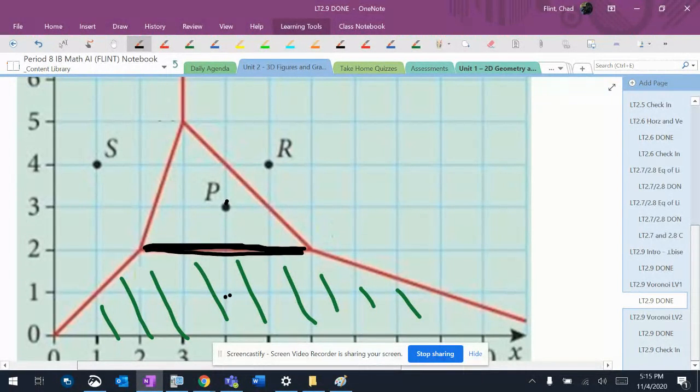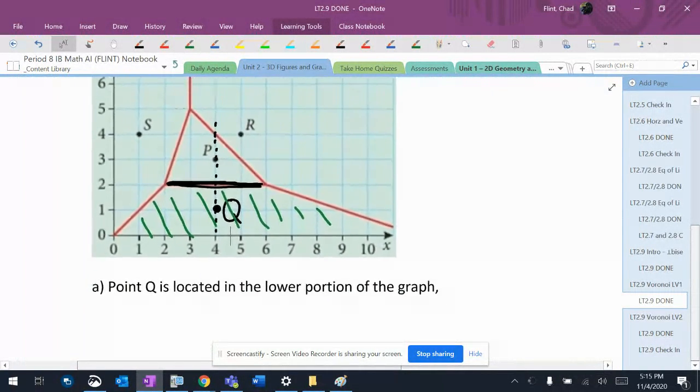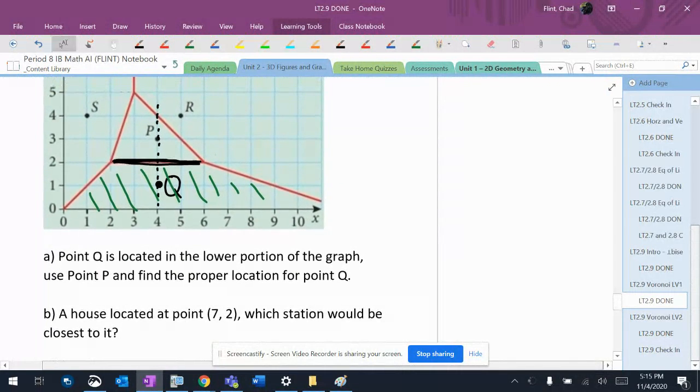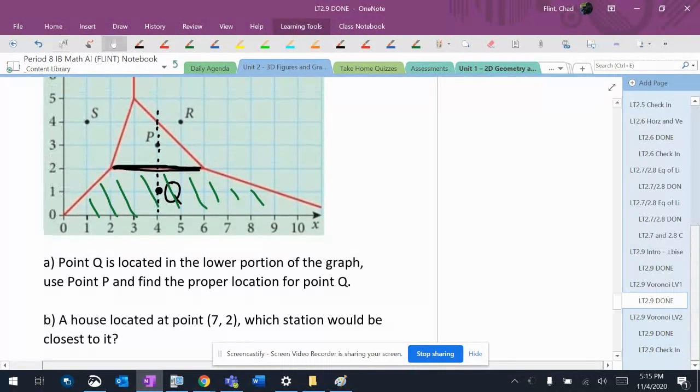So it's supposed to be perpendicular bisecting, which means that it would be on that line right there, because that's perpendicular to it. It's also supposed to be bisecting it, so it should be an equal distance on the other side, which means I know for sure that point Q is going to have to go right there before they even ask me to find it. That's definitely going to be one of the questions down here. It says point Q is located in the lower portion of the graph. Use point P and find the proper location for point Q. So I've got it. It should be at 4, 1.